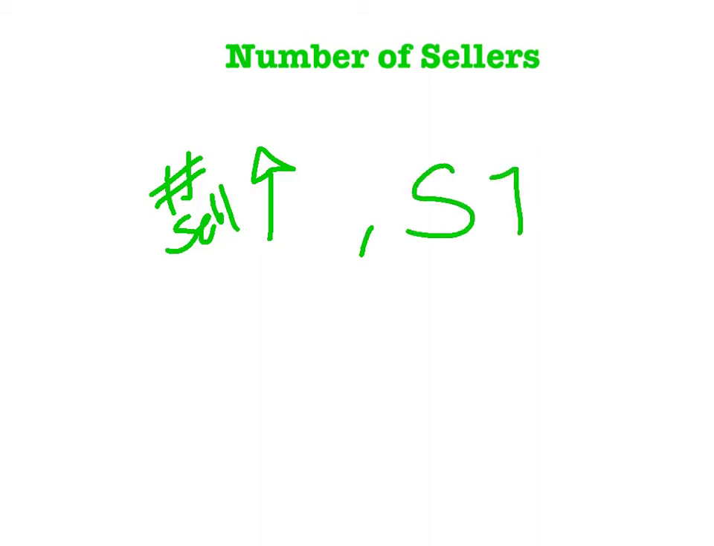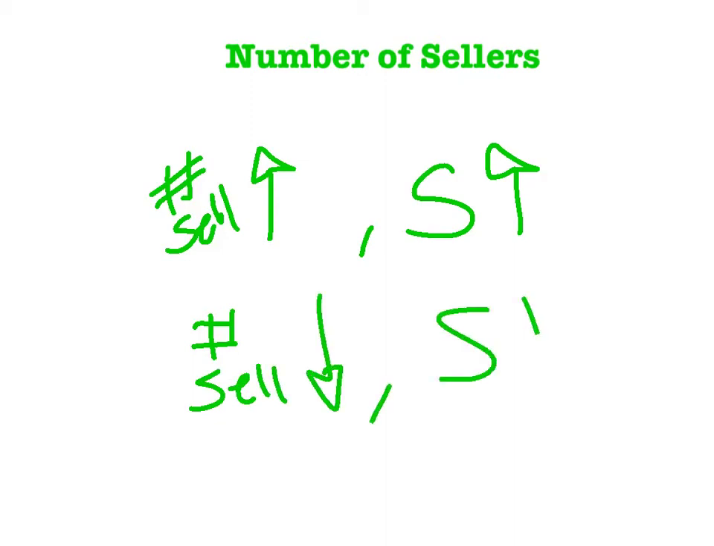The next determinant is number of sellers. This one is pretty similar to one that you saw on demand. Pretty self-explanatory. As the number of sellers increases, then your supply will also increase. And then the reverse is also true. If the number of sellers decreases, then your supply is going to decrease.